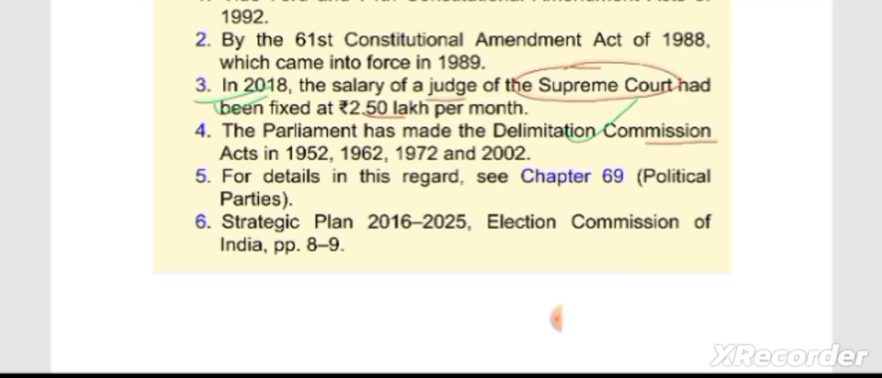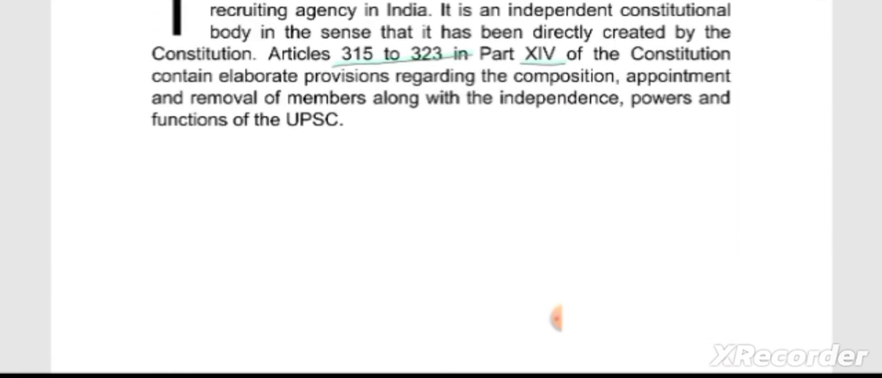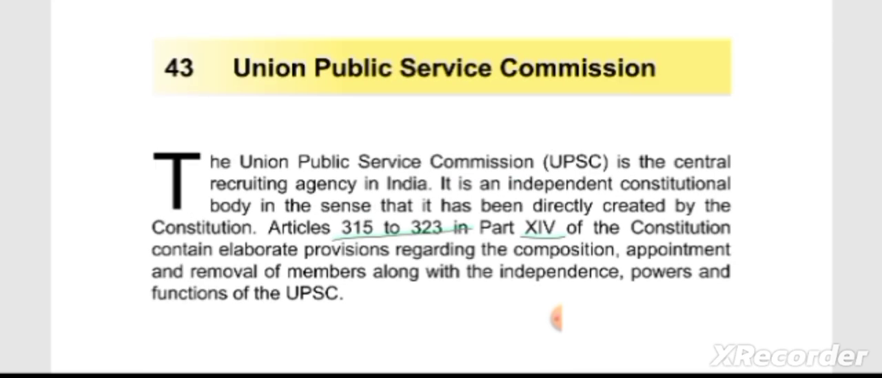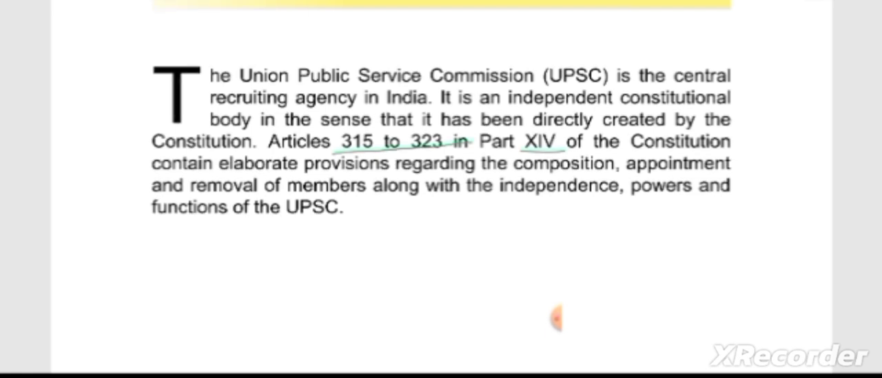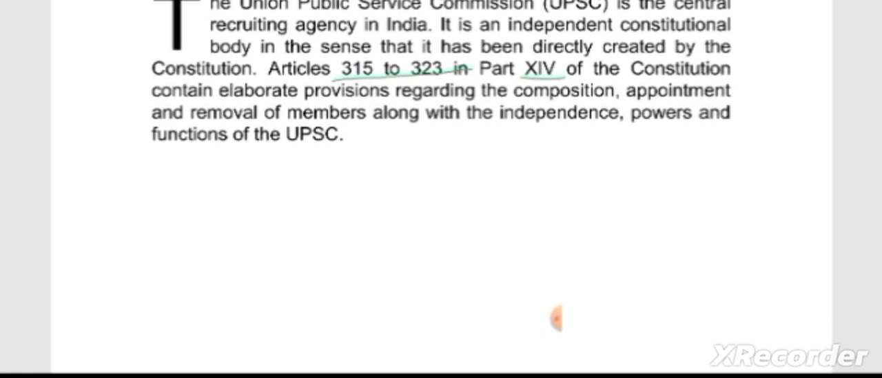The main thing here that has to be said, I have already ticked them. The Supreme Court judge is having 2.50 lakh per month, not per annum obviously, that was by 2018, and the new pay has been updated. And the Delimitation Commission, this has come often in the exam, that's why I am pointing this out. The Delimitation Commission has been made by Parliament 4 times till now: 1952, 62, 72 and 2002.